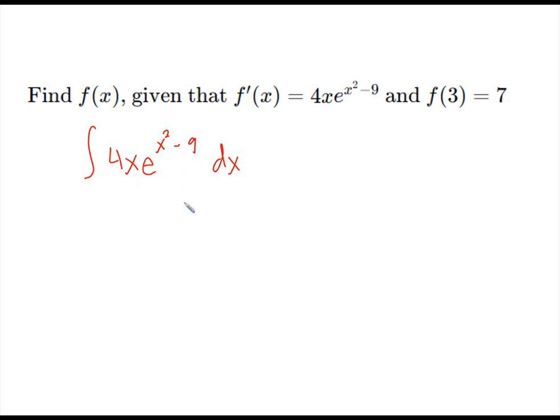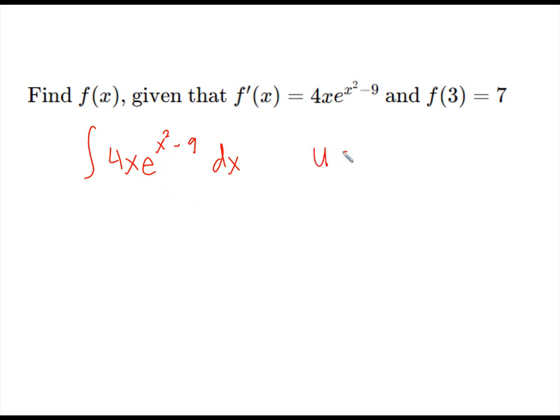Now, looking at this problem, this is a clear u substitution type problem because this integration here doesn't fit the integration table, and there's no way for us to algebraically manipulate this so that it looks like something that's on the integration table. So when you see this, you have to recognize that, oh, this problem requires u substitution.